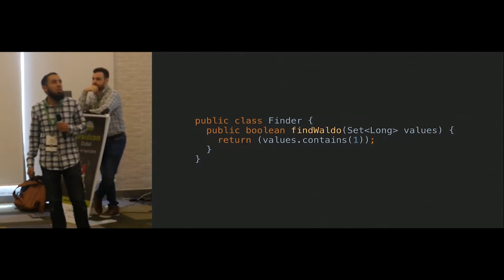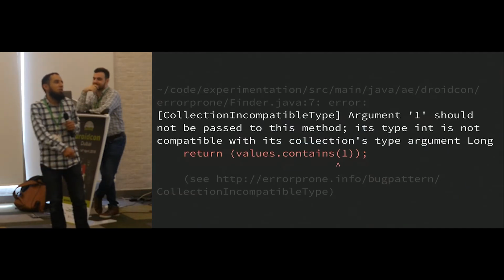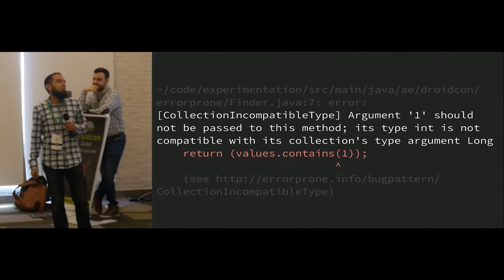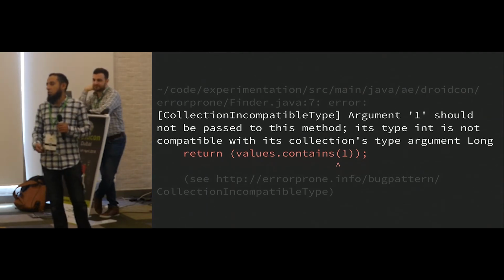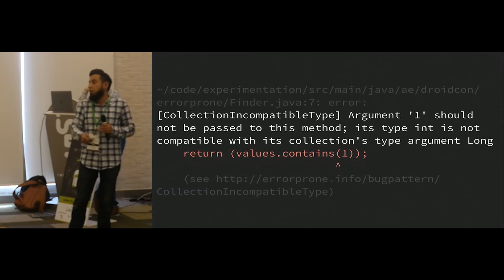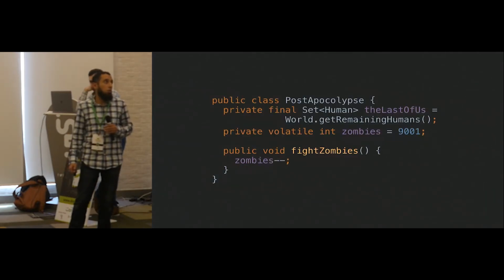Here's another example. Here's a findWaldo method that takes in a set of values and looks for the Waldo with ID 1. But the sad thing is, this method will never find Waldo. Because 1 is an int, and this method is checking the values of long, so this gets boxed to an Integer, not to a Long value, so you can't actually find it. Again, very, very hard to catch otherwise during code review.